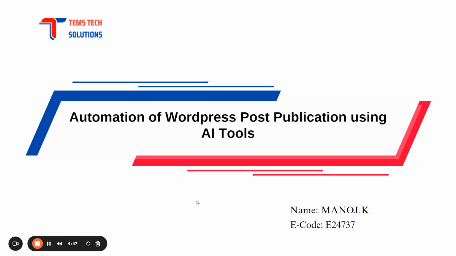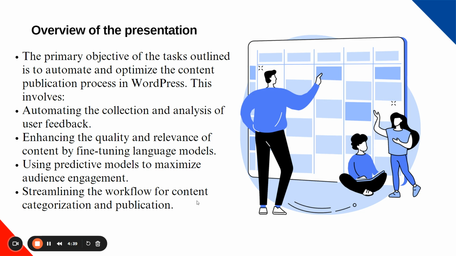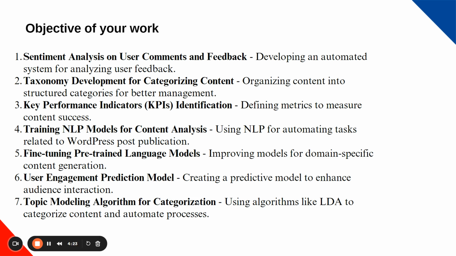Automation of WordPress post publication using Tables is the title of this project. And this is the second presentation I'm presenting. Overview of this presentation is automating the collection and analysis of user feedback using predictive models to maximize audience engagement, streamlining the workflow for content categorization and publications. Objective of the work is sentiment analysis, taxonomy development, key performance indicators identification, training NLP models, fine-tuning pre-trained language models, user engagement prediction model, and topic modeling algorithm for categorizations.